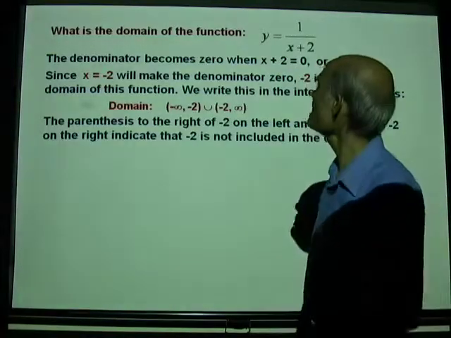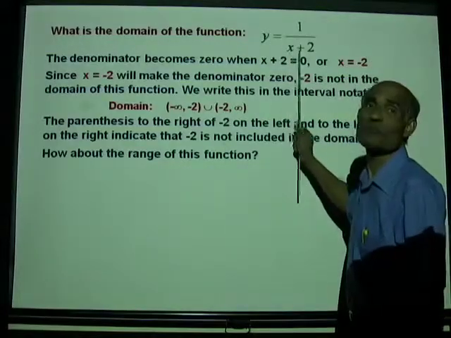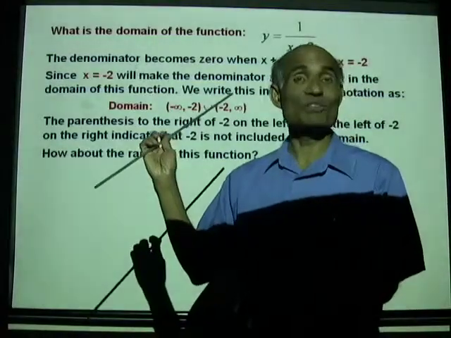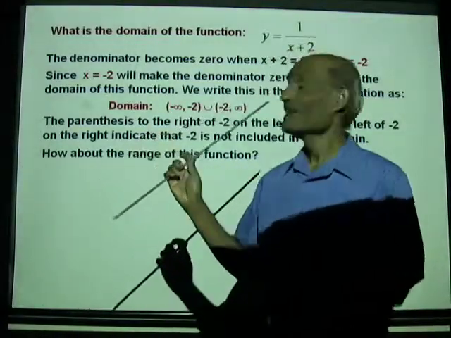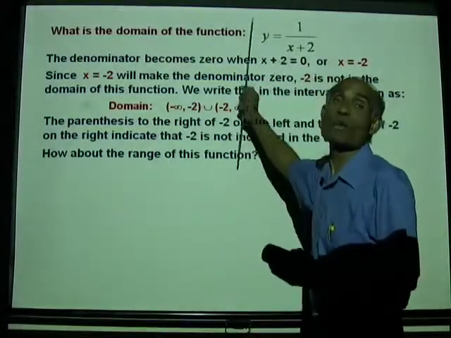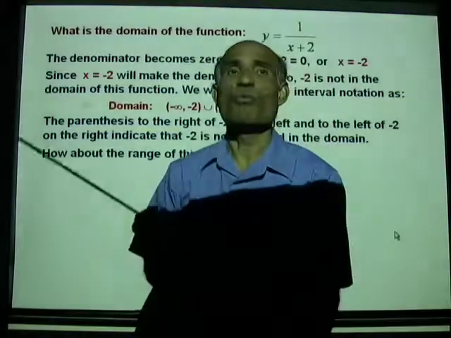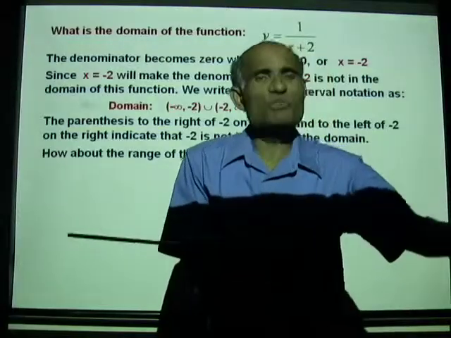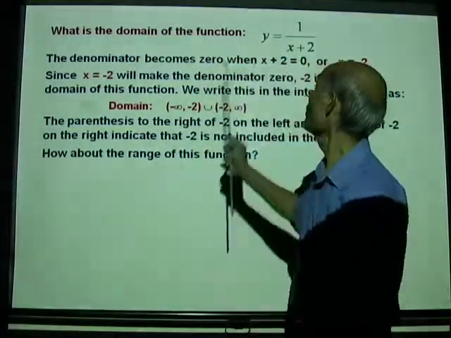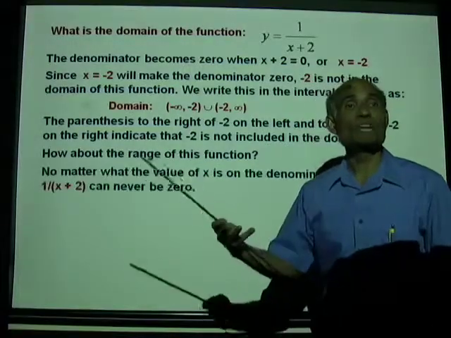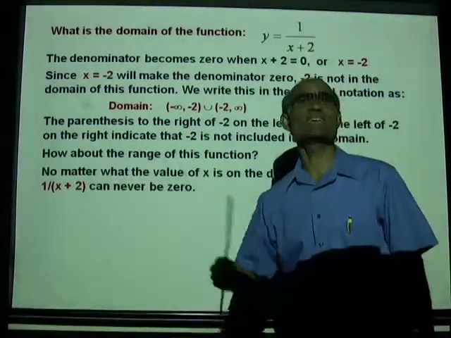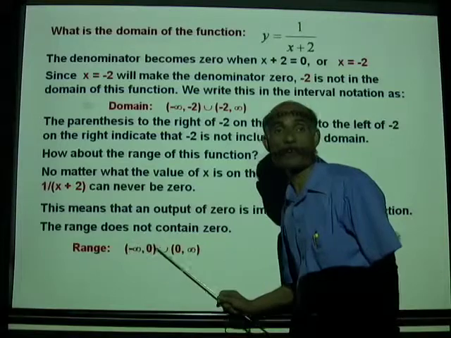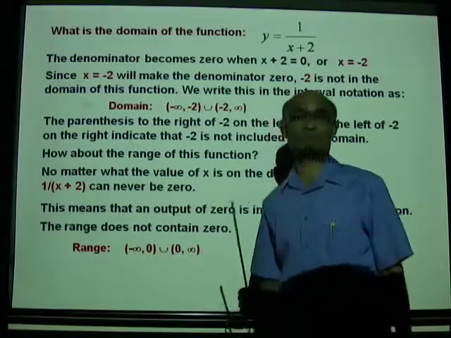How about the range of this function? The same argument we used last time goes for the description of the range. No input value here will give you an output 0. Can 1 over a number produce an output equal to 0? No. So there cannot be an output 0, which means the range cannot contain 0. So how do you write the range then? The range is all real numbers except 0.